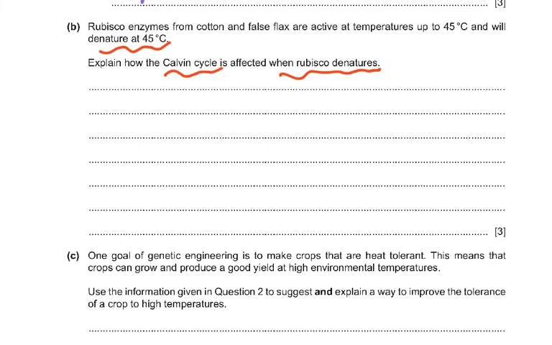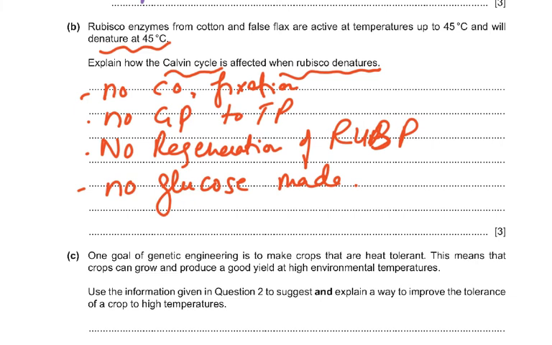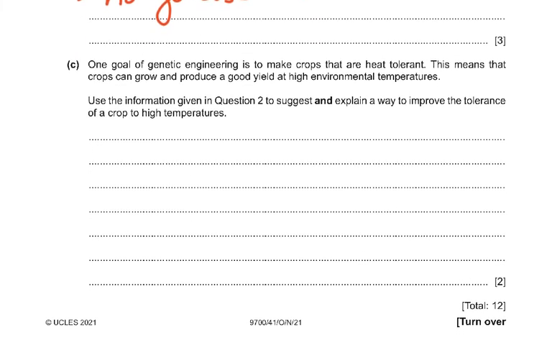Let's for a minute just go through the Calvin cycle. If you look at the Calvin cycle, what is going to happen is that there's going to be no CO2 fixation. No CO2 fixation, no GP made into TP, no regeneration of RuBP, and no glucose made. So very simple, the Calvin cycle is not going to happen: no CO2 fixation, no GP to TP, no regeneration of RuBP, no glucose made.